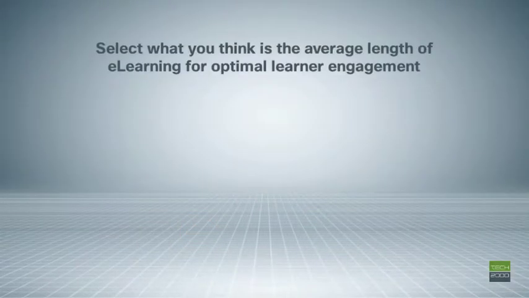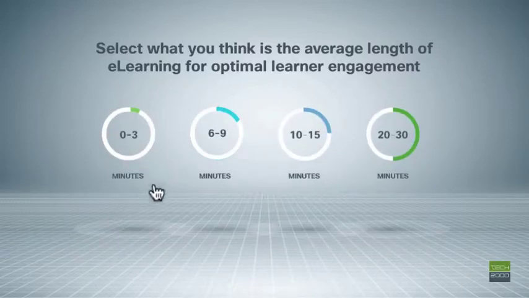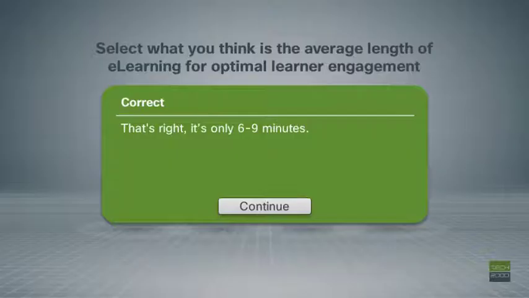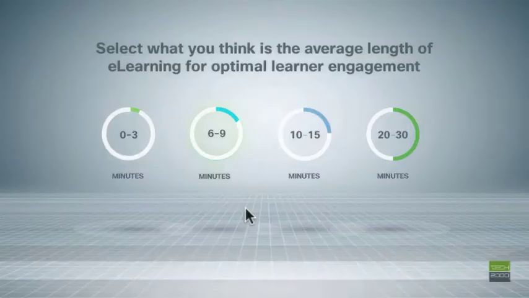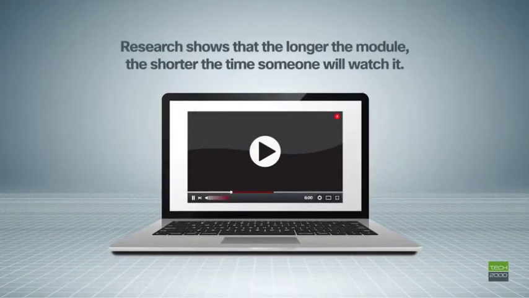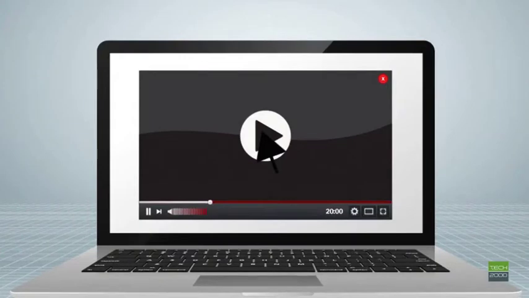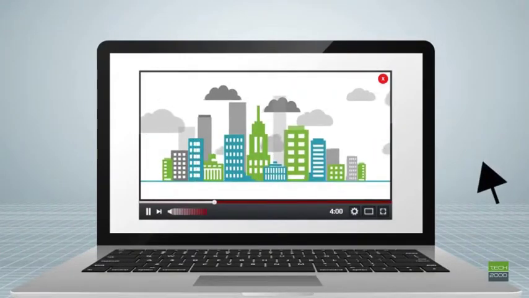Some other considerations include, what length of time should the module be and how many learning objectives should be covered? Researchers have identified the average duration of an e-learning for optimal learner engagement. What do you think it is? That's right, it's only 6 to 9 minutes. Research shows that the longer the module, the shorter the time someone will watch it. So if I have a 20-minute module, I might only get 4 minutes of my learner's attention.